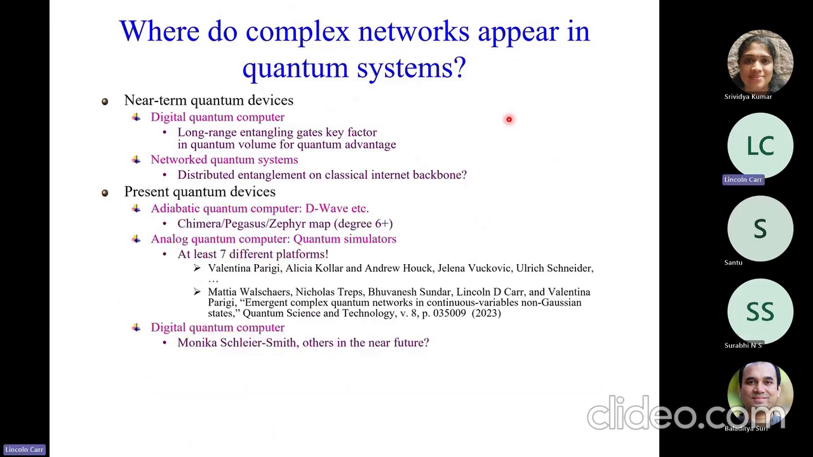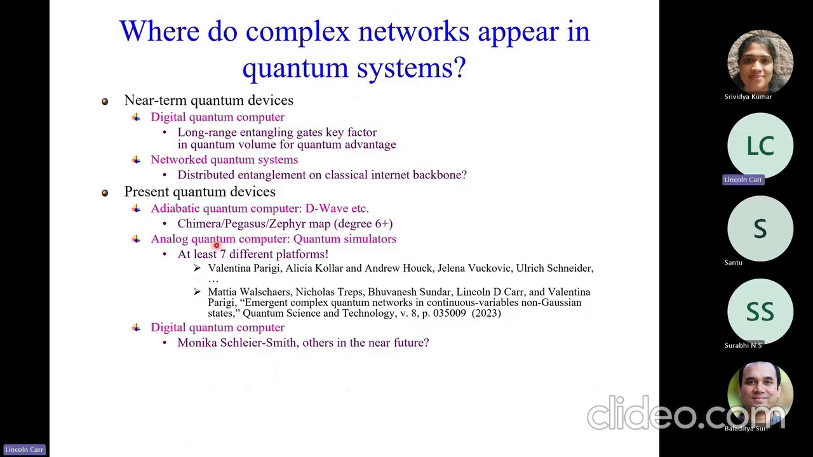Okay, now in present quantum devices, in fact, you do find a good degree of complexity in terms of the connectivity. So one example is, of course, adiabatic quantum computers like D-Wave. If you look at the maps that they have for the connectivity between the qubits, the original Chimera map and Pegasus and the Zephyr map, they all have degree six or higher. So they're not just simple nearest neighbor problems like you would see in a typical condensed matter system. In fact, I think the Zephyr map is pretty high degree, maybe 20 plus, depending on how you look at it.